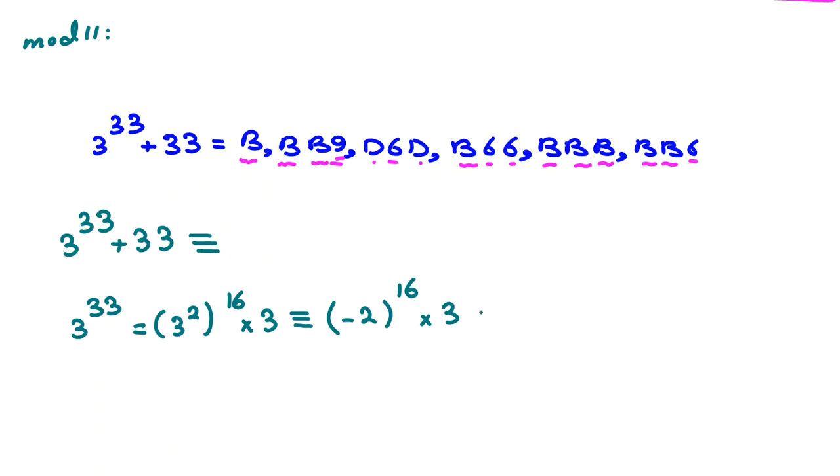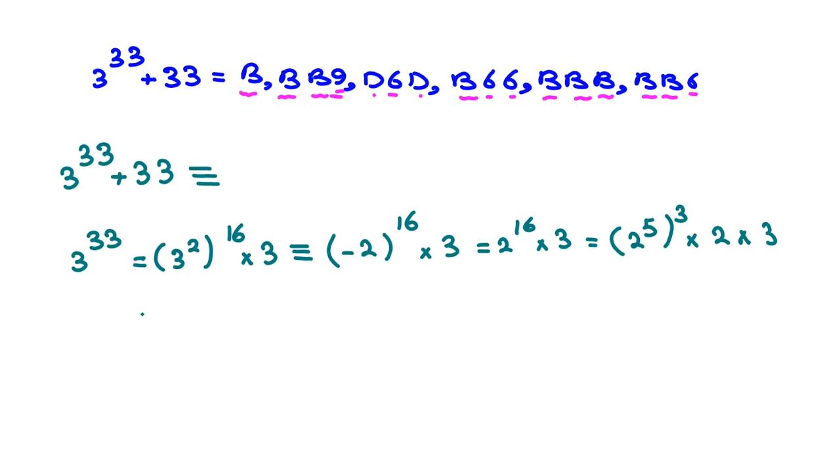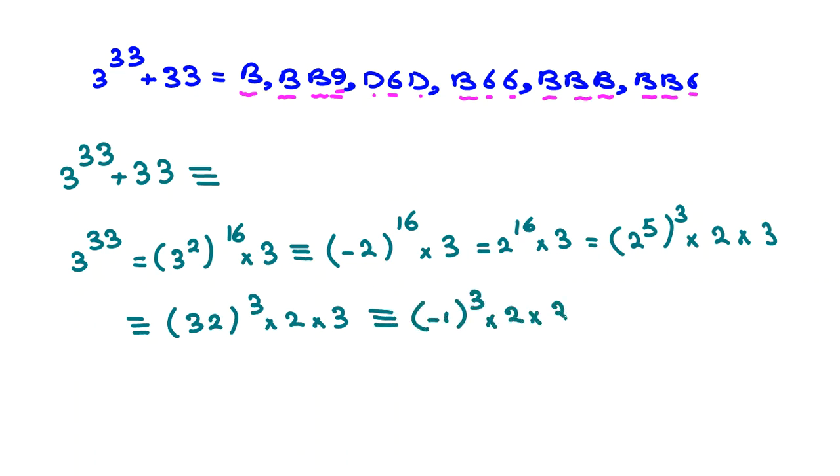Because it is 16, you can write it as 2 to the 16 times 3. Then we can write it as 2 to the 5 cubed, 15 times 2 times 3. And then mod 11, 2 to the 5 is 32, cubed times 2 times 3. 33 is a multiple of 11, so it is negative 1 cubed times 2 times 3. So it will be negative 6 or 5.